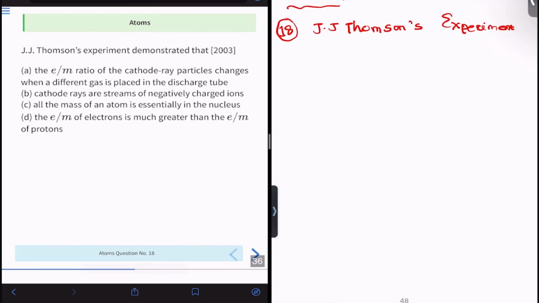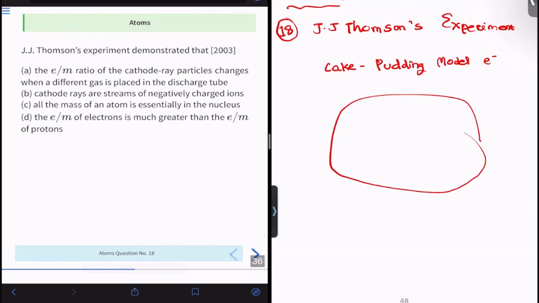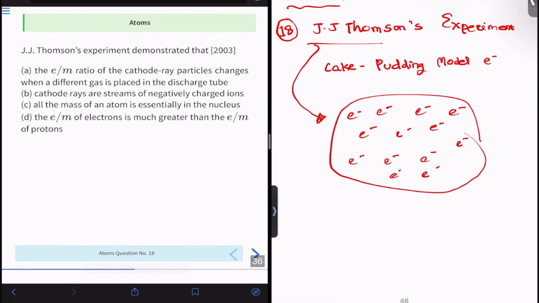What did J.J. Thomson do? If you know the cake pudding model of the atom, J.J. Thomson said that the structure of the atom is like a cake where the electrons are like pudding. Pudding means they are randomly distributed all over the cake. This was the result of J.J. Thomson's experiment. So in this experiment, he demonstrated which of the following is correct.